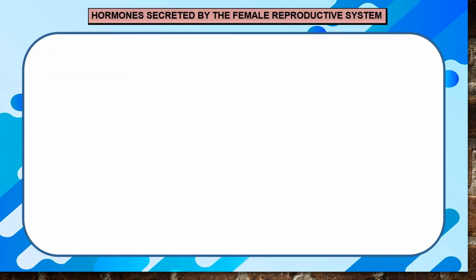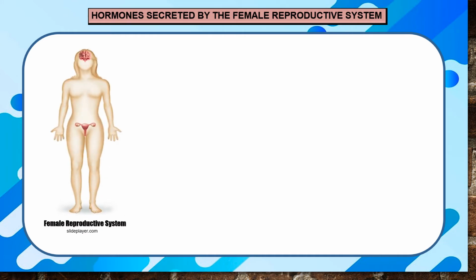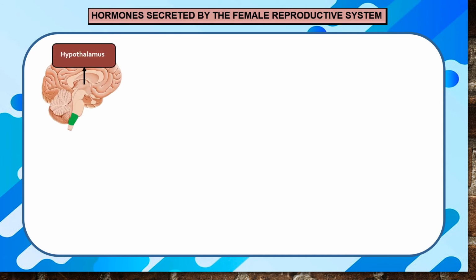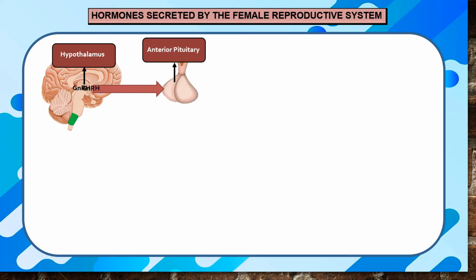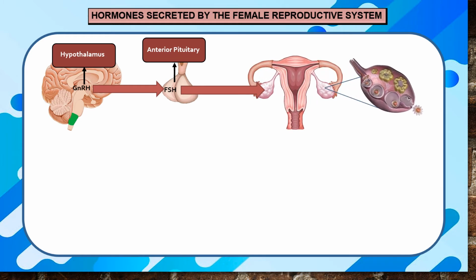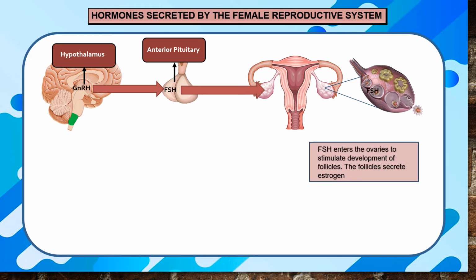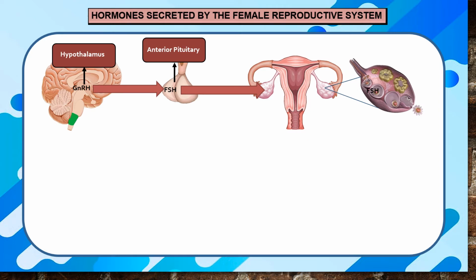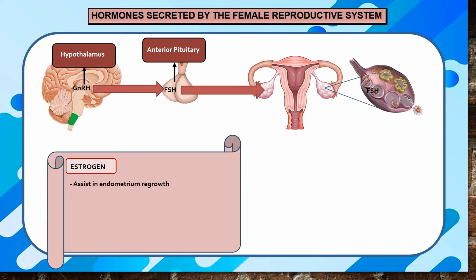Hormones secreted by the female reproductive system. Like in the male reproductive system, during puberty, the hypothalamus starts secreting GnRH. It travels to the anterior pituitary gland, which stimulates the secretion of two important hormones. These are LH and FSH. These two hormones have separate functions and travel to the ovaries. FSH enters the ovaries to stimulate the development of follicles. The follicles secrete estrogen. What is the function of the estrogen?